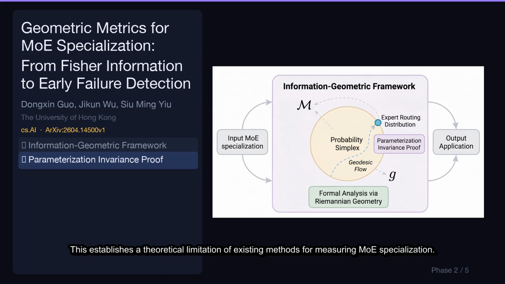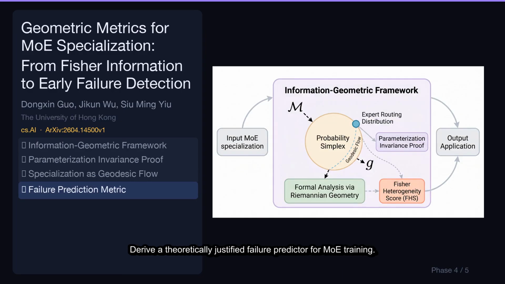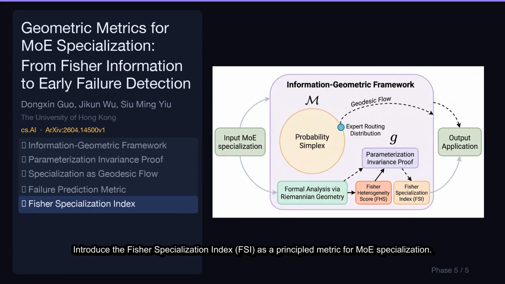This establishes a theoretical limitation of existing methods for measuring MoE specialization. Establishes that expert specialization corresponds to geodesic flow on the probability simplex. This provides quantified approximation bounds for understanding specialization dynamics. Derives a theoretically justified failure predictor for MoE training. This metric, the Fisher Heterogeneity Score, FHS, enables early detection of potential training issues. Introduces the Fisher Specialization Index, FSI, as a principal metric for MoE specialization. FSI demonstrates high correlation with downstream performance, offering a reliable measure.